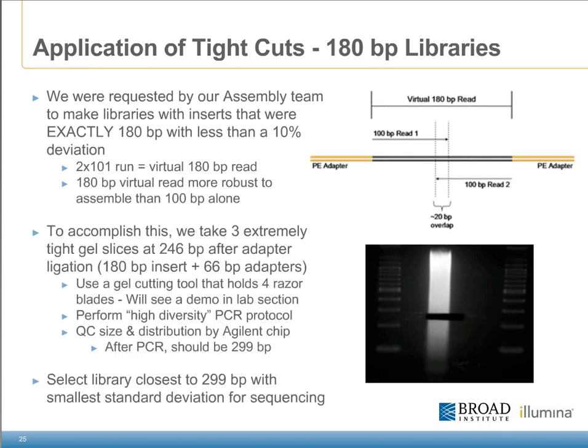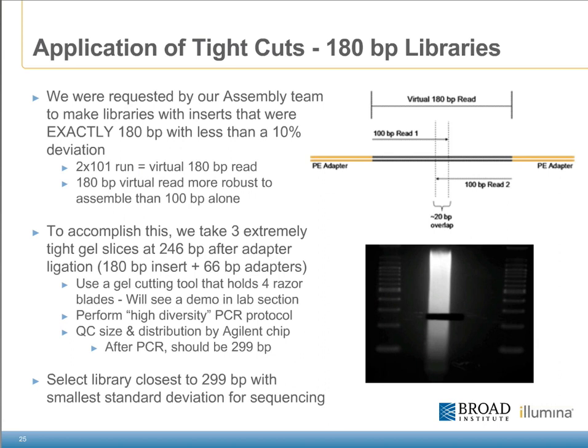To accomplish this, we take 3 extremely tight gel slices at about 246 base pair in the gel. So that's after adapter ligation, which is 180 plus 66. That's where we get the 246 base pair from. You can see an example of this in the gel image here at the bottom right. So we use a gel cutting tool that holds 4 razor blades about 1 millimeter apart. We then take these 3 gel slices, prep them all, and after PCR, run an Agilent chip.